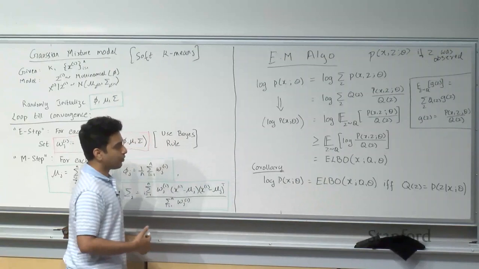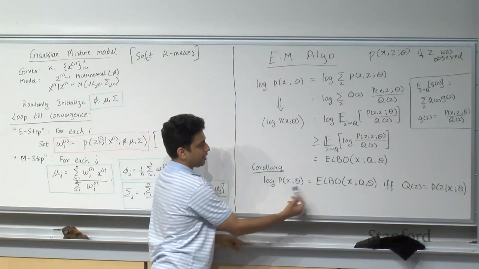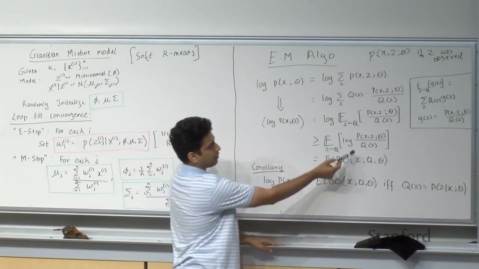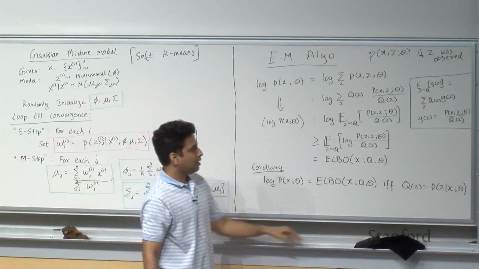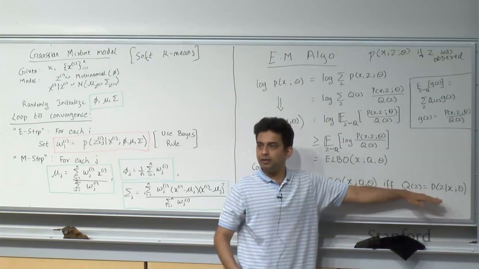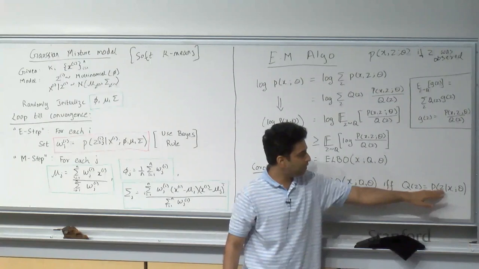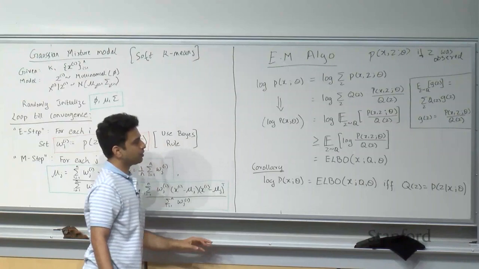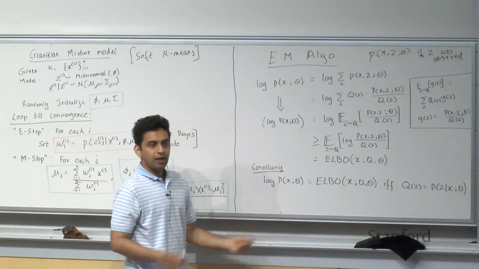And as a corollary, we also saw that Jensen's inequality tells us that this lower bound is exactly equal if and only if Q of z, that is the probability distribution with which we were taking the expectation, happens to be p of z given x. Well, Jensen's inequality did not tell us this, but we derived it and showed that as a consequence, q of z must be equal to p of z given x in order for this term to be a constant, right?